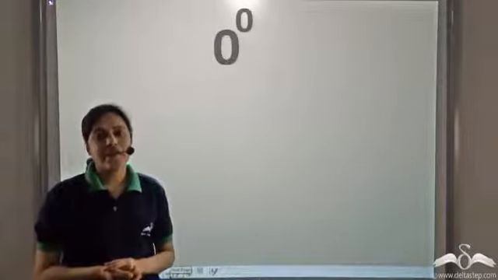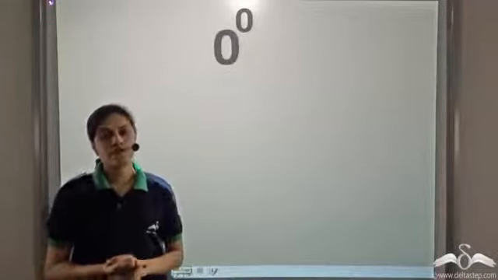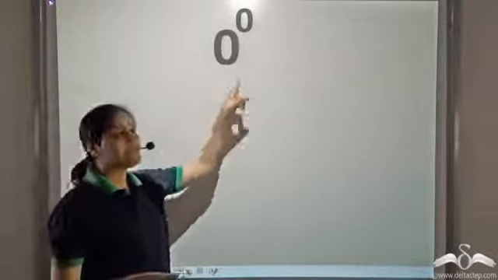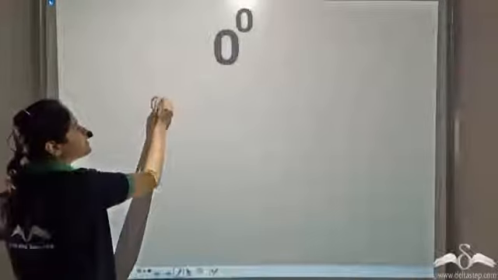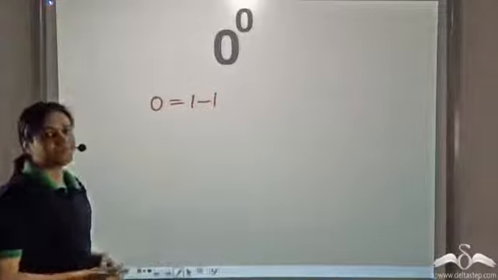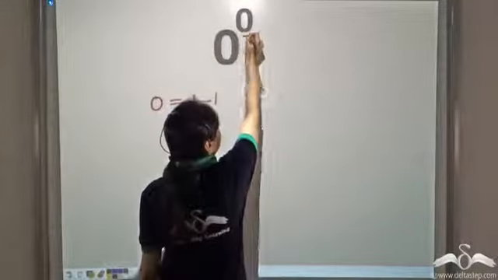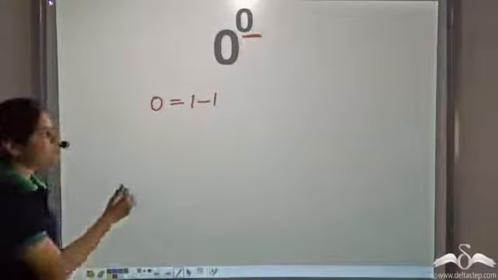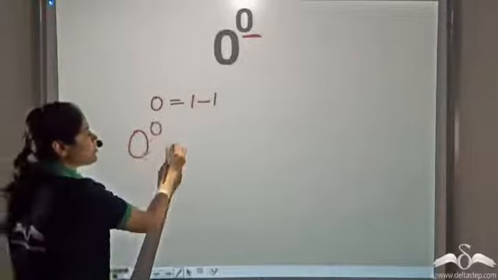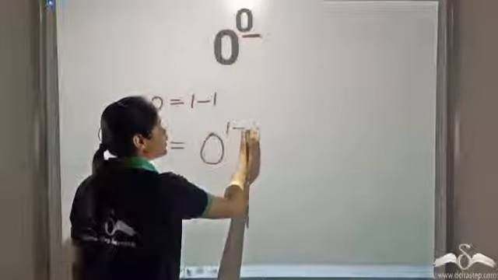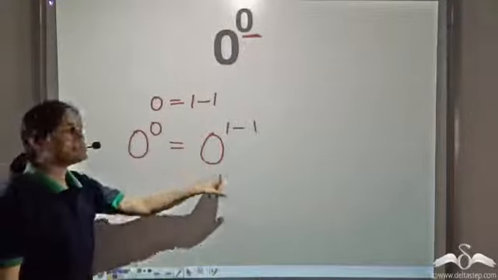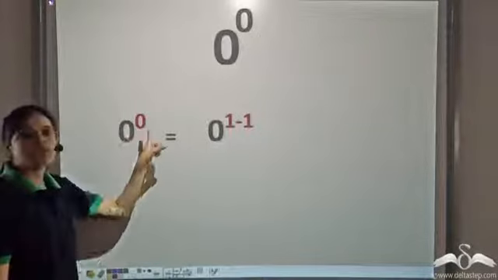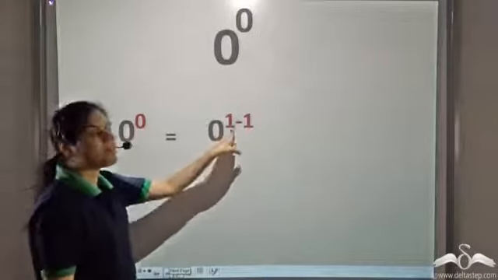Now we still have an unanswered question. What is 0 to the power 0? Let's try and answer that now. We know that 0 can be written as 1 minus 1. So let us write this 0, that is the 0 in the exponent, as 1 minus 1. So 0 to the power 0 can be written as 0 to the power 1 minus 1. There is nothing wrong if we write it in this manner. So we write 0 to the power 0 is equal to 0 to the power 1 minus 1.